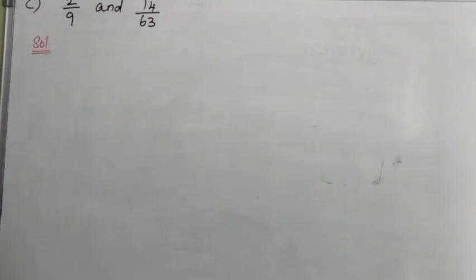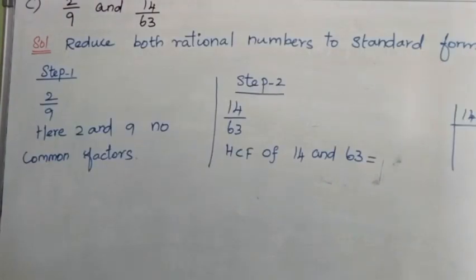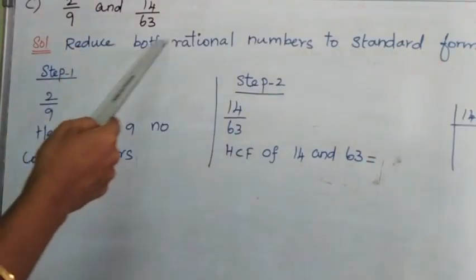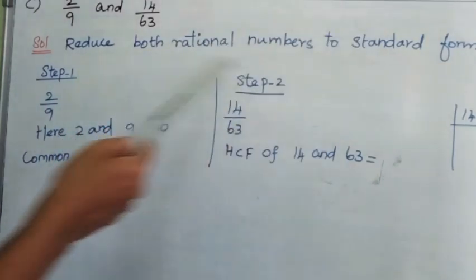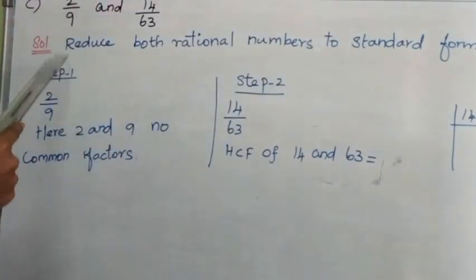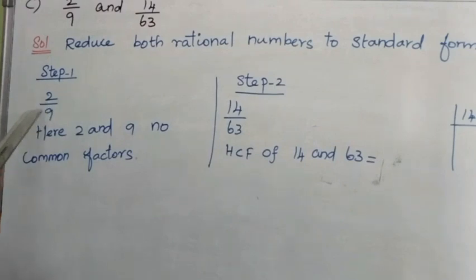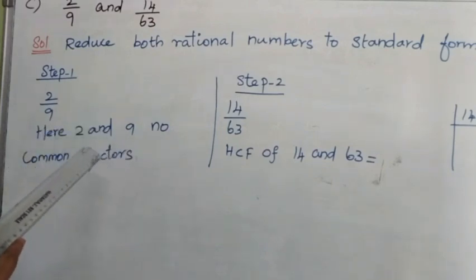Okay, see the solution. Reduce both rational numbers to standard form. First we take the first rational number, 2 by 9. See, the numerator is 2 and the denominator is 9. 2 is a prime number and 9 is a composite number. So both numbers don't have any common factors.